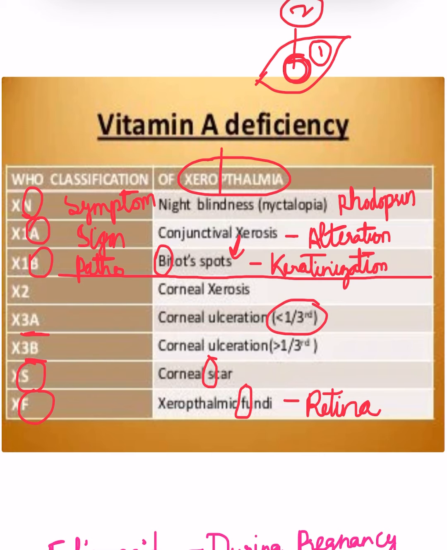These are the stagings of vitamin A deficiency. In that, 1A, 1B and 2, up to the corneal xerosis, are reversible diseases. Once diagnosed and treated with an appropriate dosage of vitamin A, within 4 weeks, up to the level of corneal xerosis can be reverted. But the 3A, corneal ulcer, corneal scar and the fundal change are irreversible changes due to vitamin A deficiency.